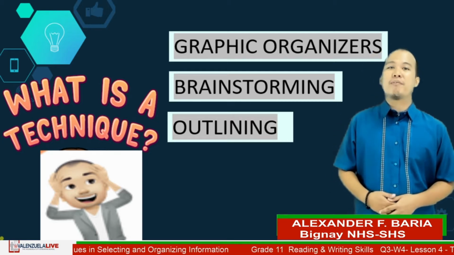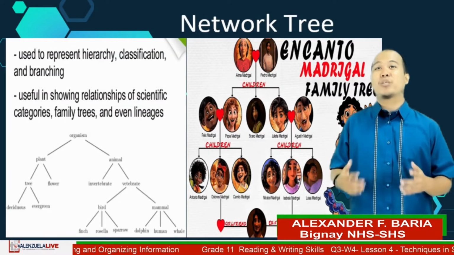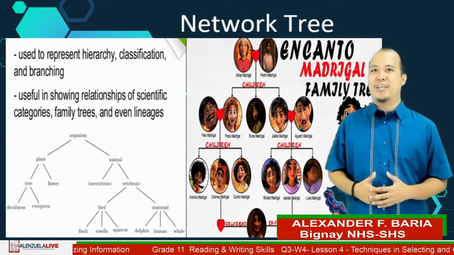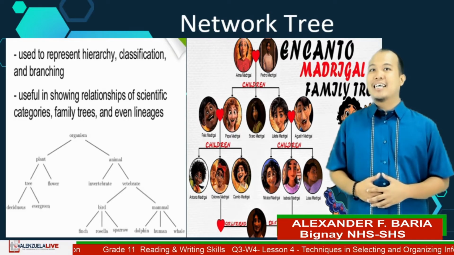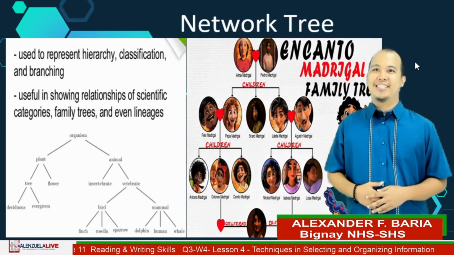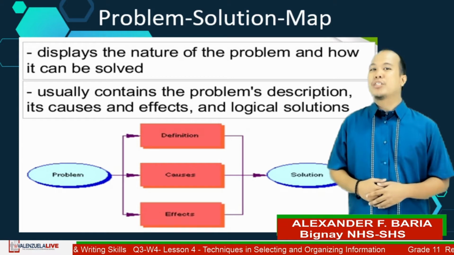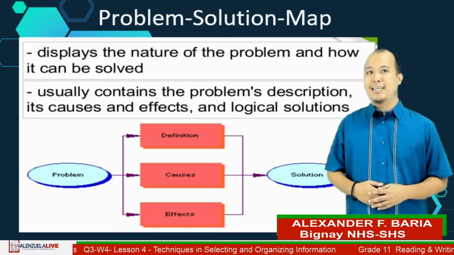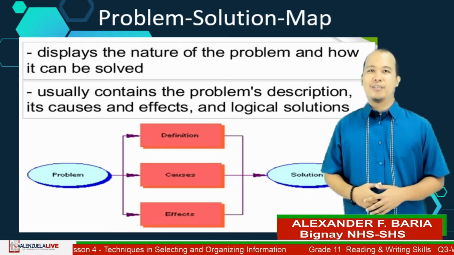So here are some examples of graphic organizers. First is network trees, which is used to represent hierarchy, classification, and branching of information. Tree diagrams are commonly used in showing family trees, scientific categories, lineages, and even organizational charts. Finding solutions to problems is carried out well through the use of a problem-solution map. It displays the nature of the problem and how it can be solved. It usually contains problem descriptions, causes and effects, and logical solutions.